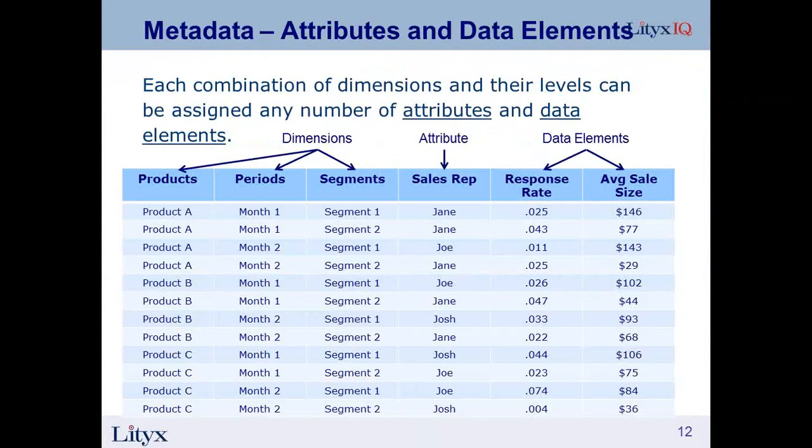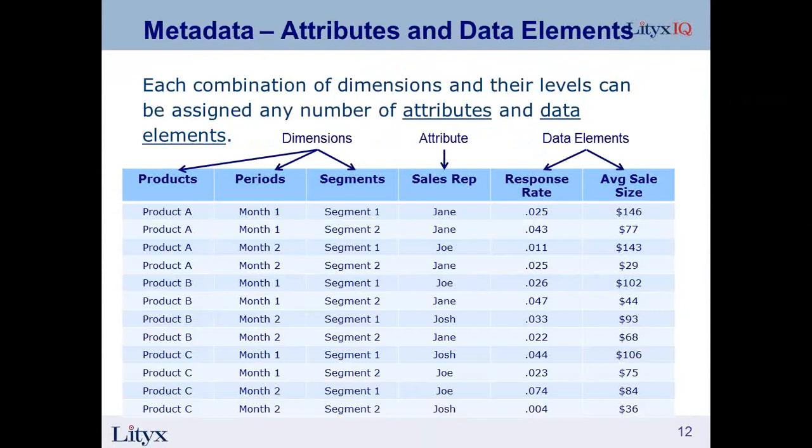So then we need to attach some information to these dimensions and their levels. We refer to qualitative information as attributes and quantitative information as data elements. So for example, as you see on the screen there, associated with each combination of product, period, and segment in our little example here might be an attribute that is sales rep that is assigned to that combination of product, period, and segment. So we have 3 sales reps as you look down that list there: Jane, Joe, and Josh.